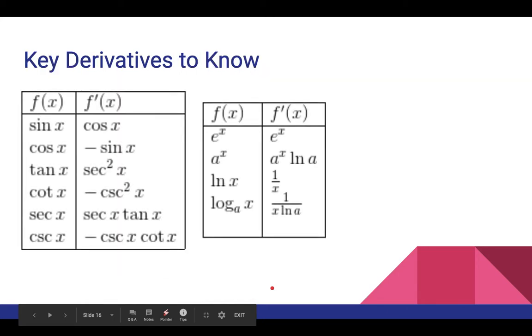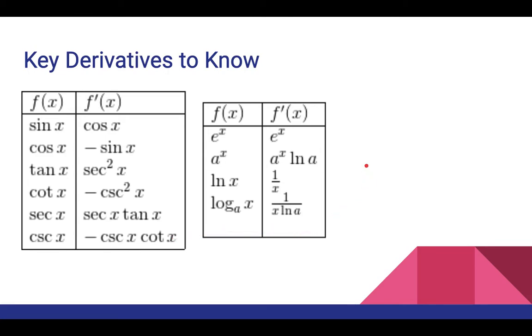Key derivatives to know, again, this is from our table right here. So we have our trig: the derivative of sine is cosine, derivative of cosine is negative sine, derivative of tangent is secant squared, derivative of cotangent is negative cosecant squared, derivative of secant is secant x times tangent x, and derivative of cosecant is negative cosecant times cotangent. That's a lot to say.